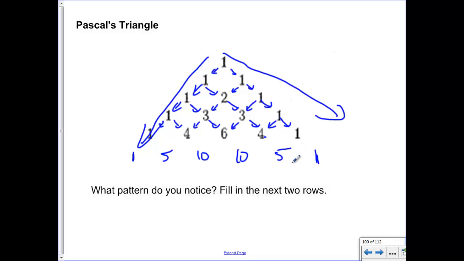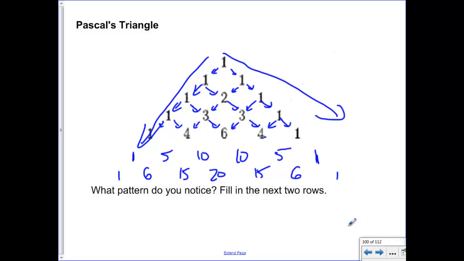What's your next row? 1's on the edges gives you 6, 15, 20, 15, 6. Oh, I did that backwards. Yeah, I understand. She's really right.